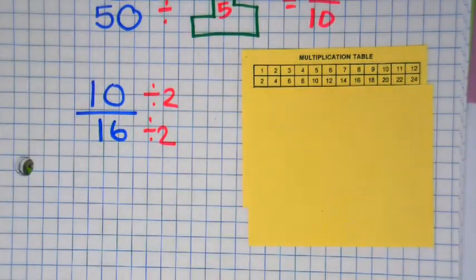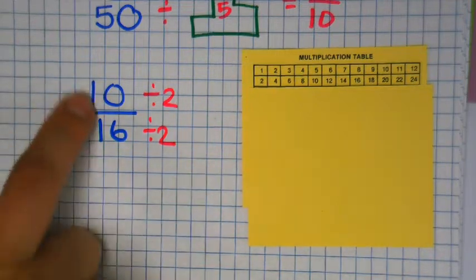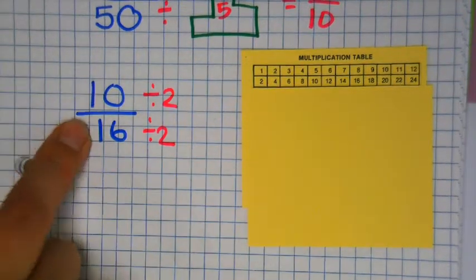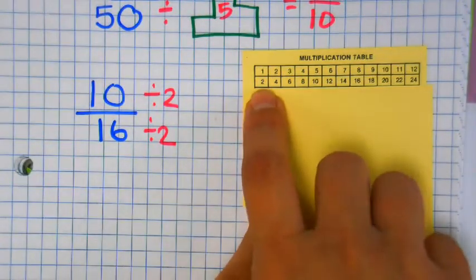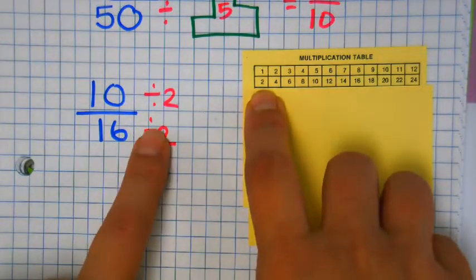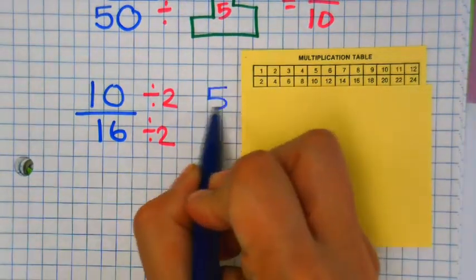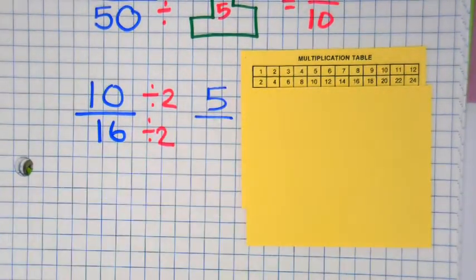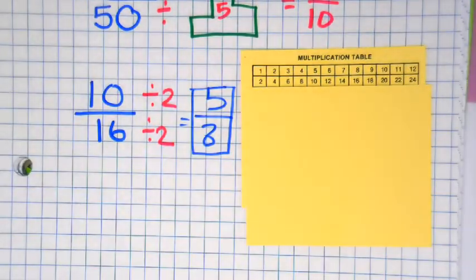So on your multiplication table, you find these two numbers. Oh, I found 10 and 16. So where did I find it? I found it on the 2. That's the number I use. So what's 10 divided by 2? 5. What's 16 divided by 2? 8. That's our answer. 5 over 8.